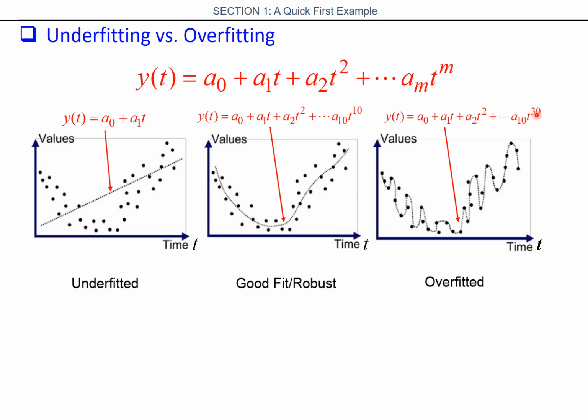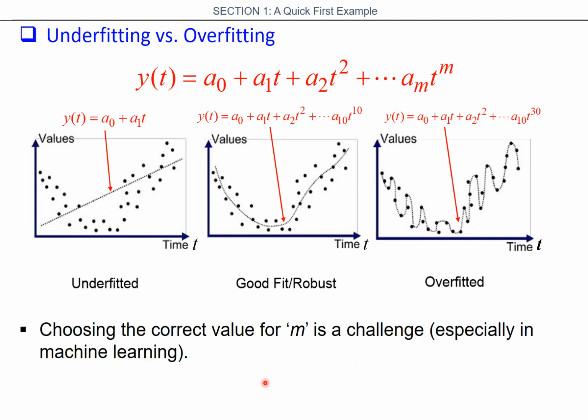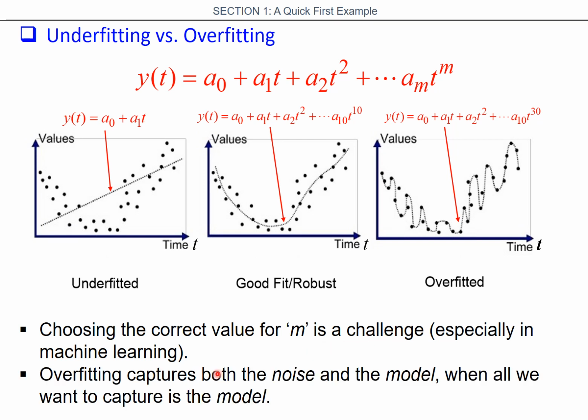If we go too high, then what we get is overfitting. If we increase the order of our polynomial, it will then be possible, because of the extra degrees of freedom, to draw a line that almost goes through every single point. And the problem that we've got there is that we're trying to find the correct value for m, and it's quite a challenge. The problem, as I say, is that what you have is noise and the model. What we've done in the good fit is probably capture most of the model and just a little bit of the noise. What we've captured here is the noise plus the model, which is what we don't want. So that's overfitting.